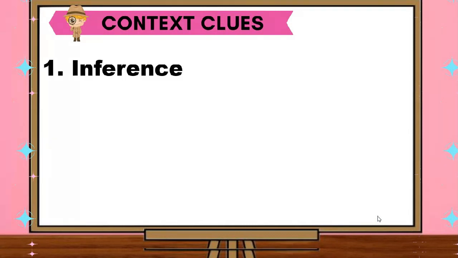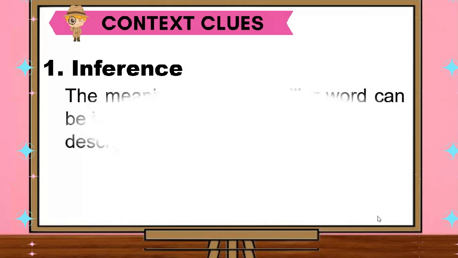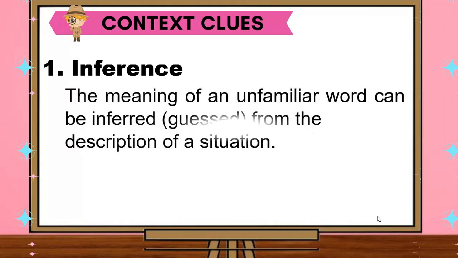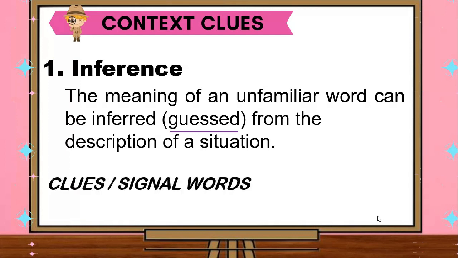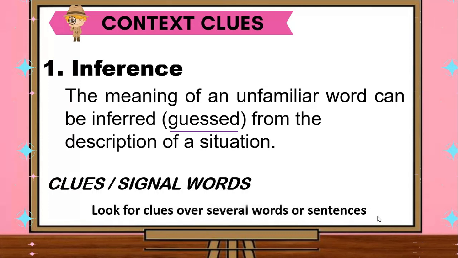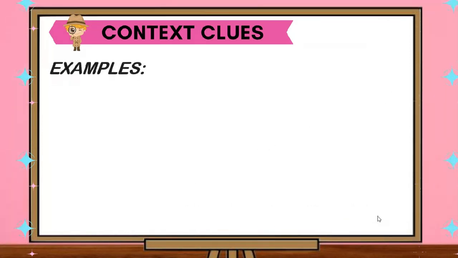In inference, the meaning of an unfamiliar word can be inferred or guessed from the description of a situation. The keyword here is guessed. When you infer, you are somewhat making an intelligent guess based on the sentence that you have read. There are no specific clues or signal words in this type of context clue. You just have to look for clues over several words or sentences. Let's have some examples.